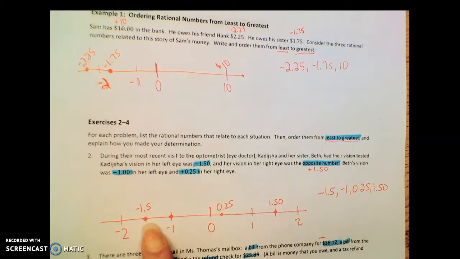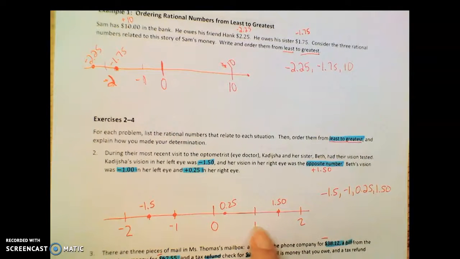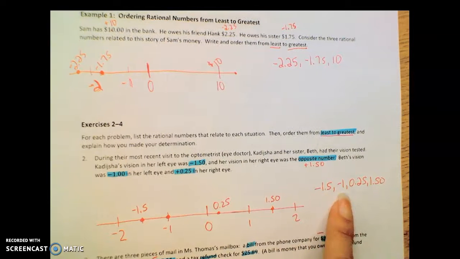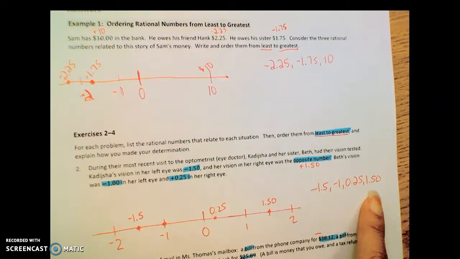Negative 1.5 is halfway between negative 1 and negative 2. Negative 1 would be right at negative 1. 0.25 is positive, so it goes to the right of 0. And 1.5 is halfway between 1 and positive 2. So now, to order them least to greatest, I just simply list them left to right: negative 1.5, negative 1, 0.25, and 1.5.